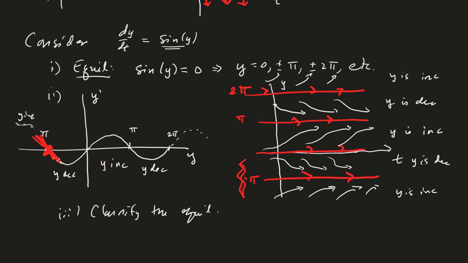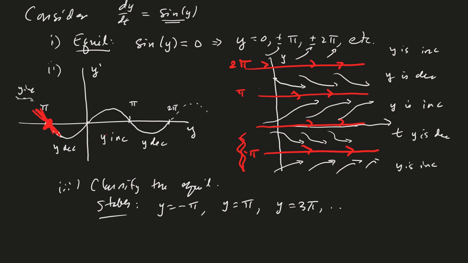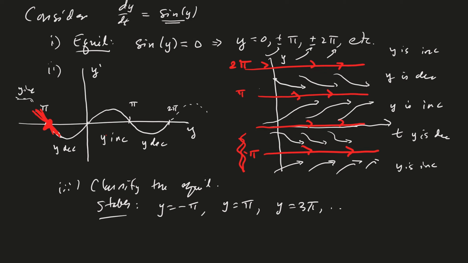And so y equals minus pi. Maybe I'll do it this way. I'll say stable will be y equals minus pi. That's asymptotically stable. It's converging. And then looks like y equals pi is another one. And so what would the next one be? I think it would be y equals 3 pi, and so on. And then for the sources, or unstable, we have y equals 0, y equals 2 pi, y equals 4 pi would be the next one, etc.